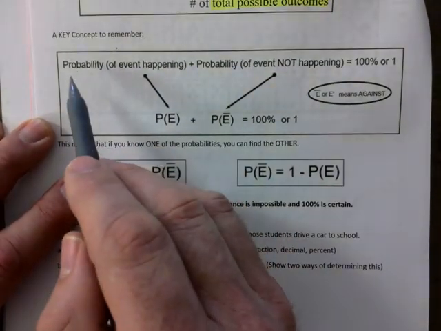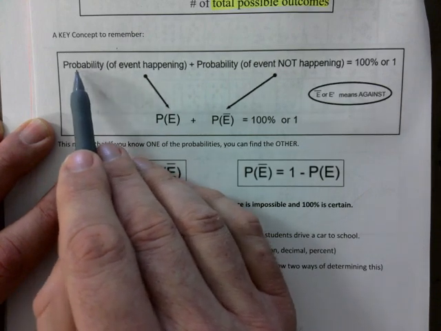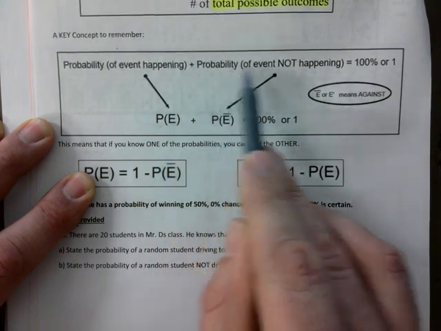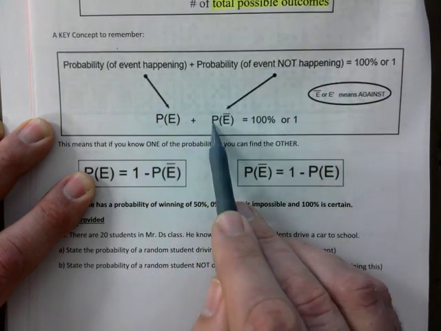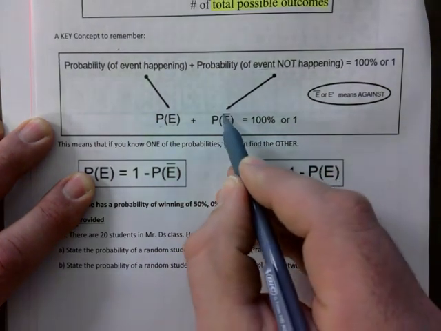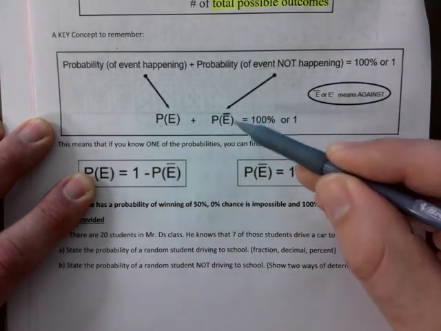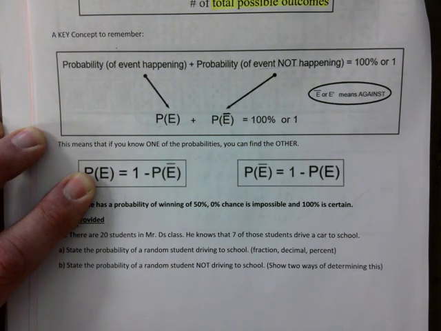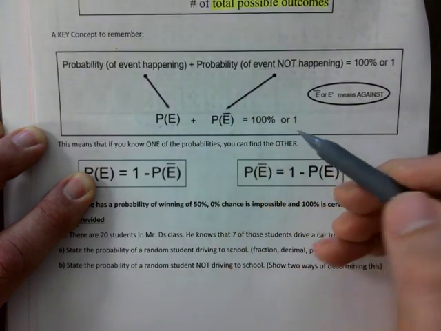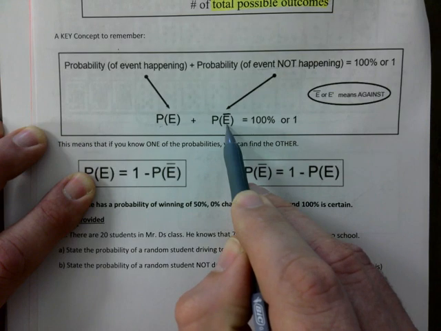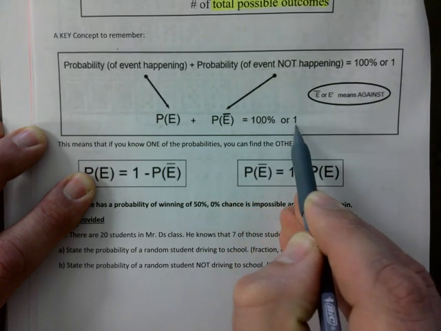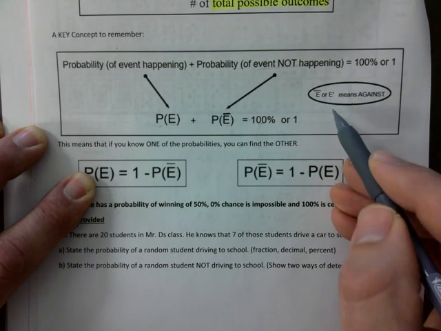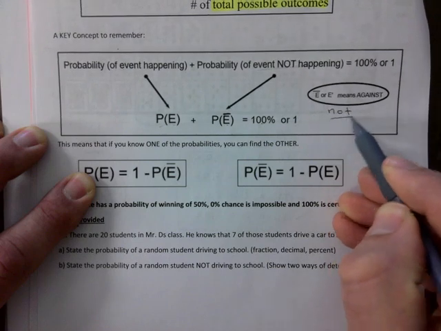Here we go. Probability of event happening, which is P(E), plus probability of event not happening, which is P(E) with a bar over it. Make sure it's very clear. That bar in math means not. Some of you might take courses in college or whatever. That is not. So it happening and it not happening always adds up to 100% or 1. And here, E bar or E with an apostrophe means against, not happening.